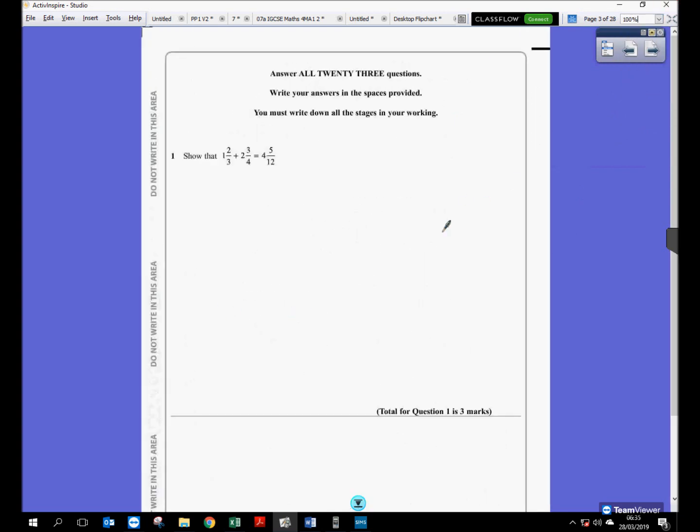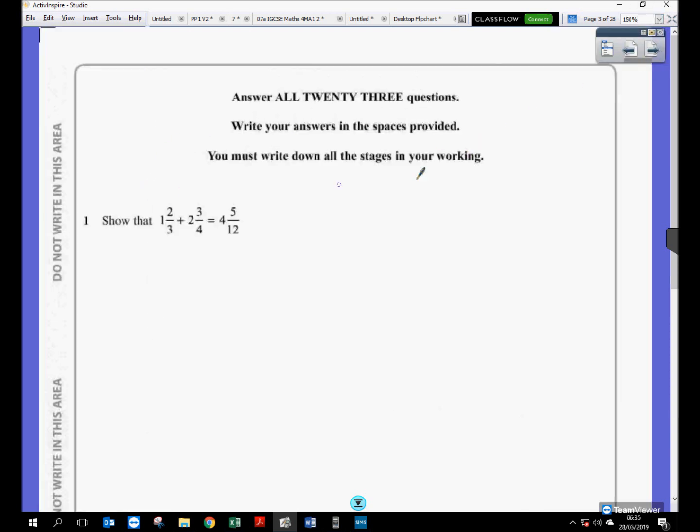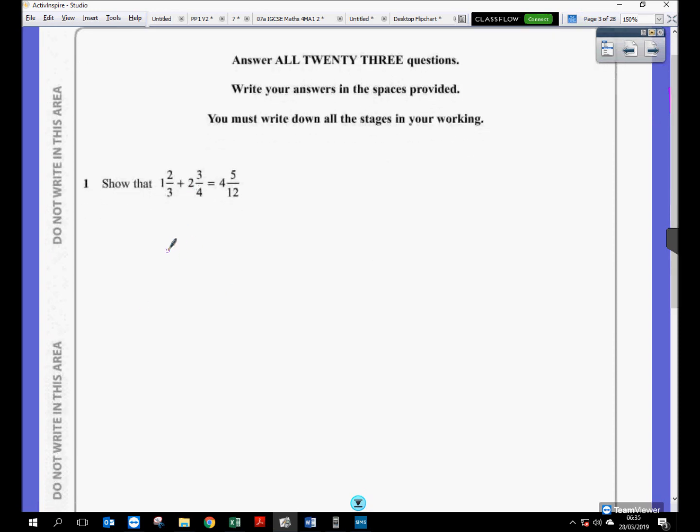Okay, so the first question is about adding fractions, and we need to show this quite clearly because the answer is given. So one way to do this is to turn both of these fractions into improper fractions as follows. So times, then add. So 3 times 1 is 3, add 2 is 5.